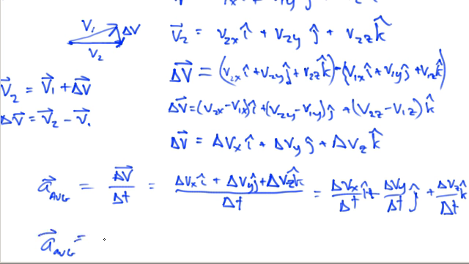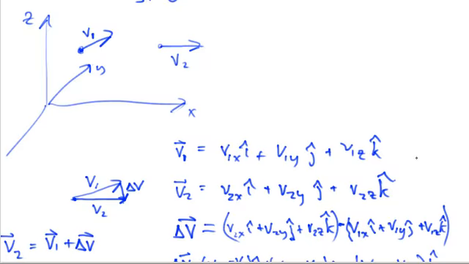So a average, we can call that ax average times i plus ay average times j plus az average times k.